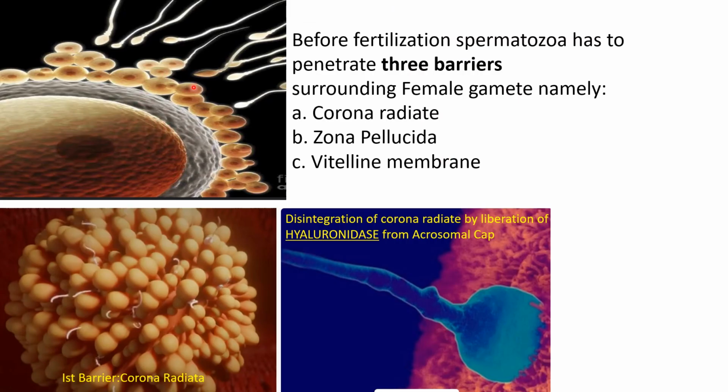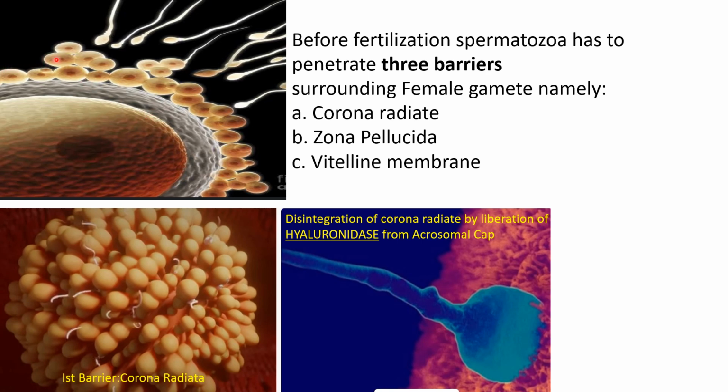In this first slide, you can see that the spermatozoa and the ova both have reached the site of fertilization, that is the ampulla. But before entering into the ova to fuse with the oocyte, the sperm has to penetrate the three barriers covering the ova. So which are these three barriers?